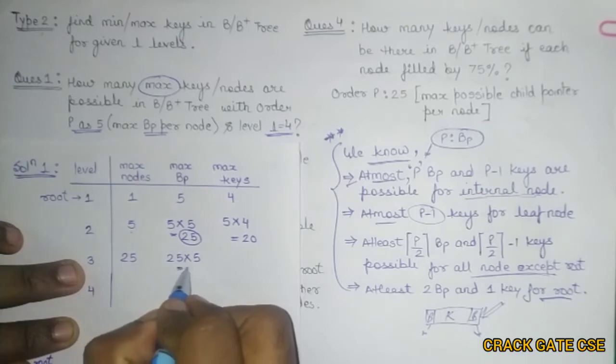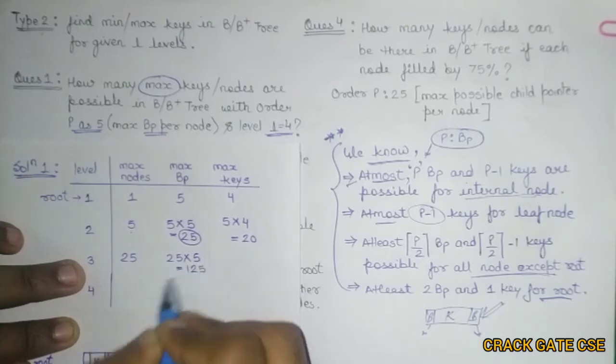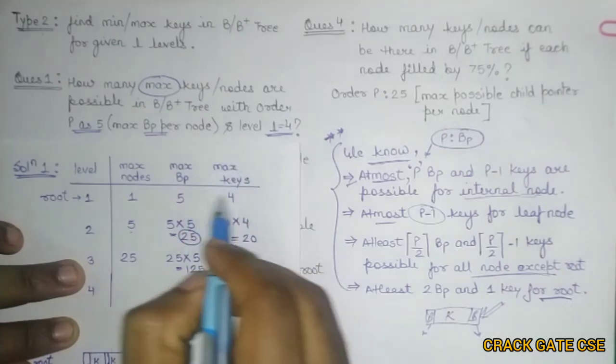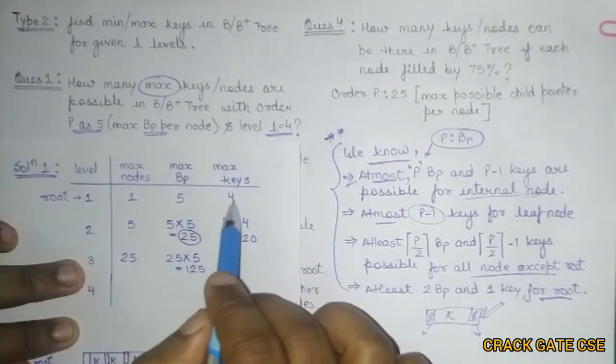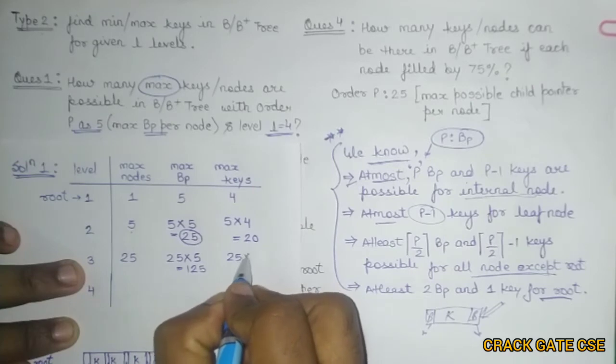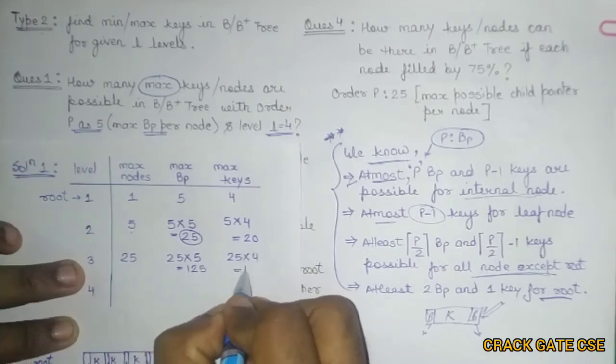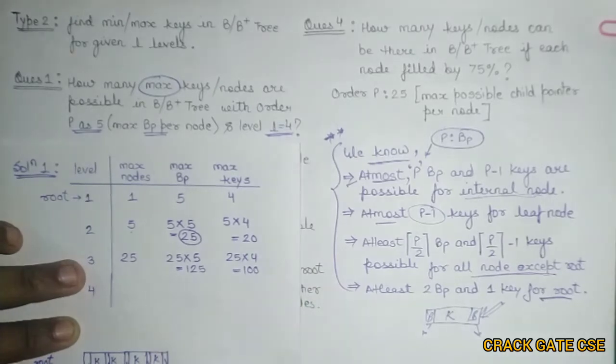So it will be nothing but 125. And if there are 25 nodes, how many keys can be there? In one node there can be 4, that means in 25 nodes there can be 25 into 4, right? So it will be 100.